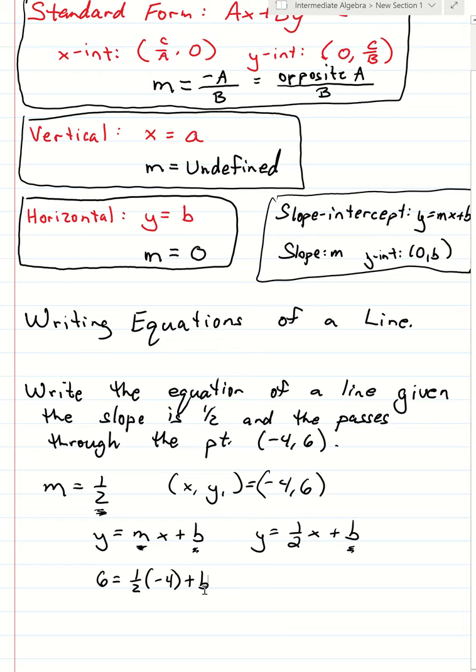We don't know what b is yet, but now we have enough information because we can simplify. 6 is going to equal half of the -4, which gives us -2, plus b. And when we solve for b by adding the 2 over, we get b is 8. And so now we know the b value is 8, so now I could fill that information in. And we would have our solution, our equation of y equals 1/2 x plus 8. That one's done. That one wasn't too bad.